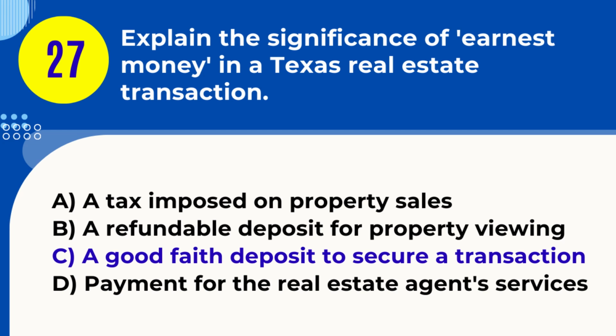Answer: C. A good faith deposit to secure a transaction. Explanation: Earnest money in Texas real estate is a deposit made by a buyer to demonstrate their good faith and intention to complete the transaction, typically held in an escrow account.